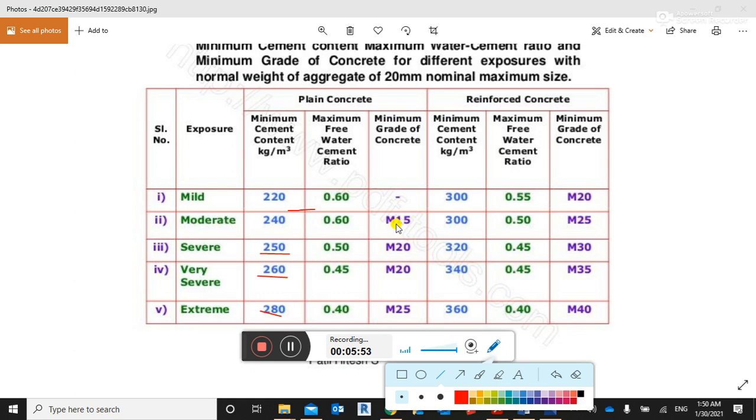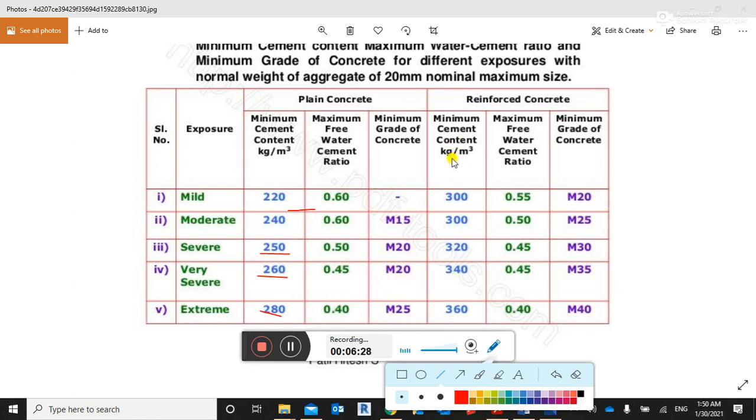If this is a grade of concrete, guys, in this condition, if we use 240 kg of cement per meter cube of concrete and the water cement ratio is 0.60, then this concrete is called M15. The grade of concrete is M15. In this condition, this grade of concrete is M20. In this situation also M20, and this is M25.